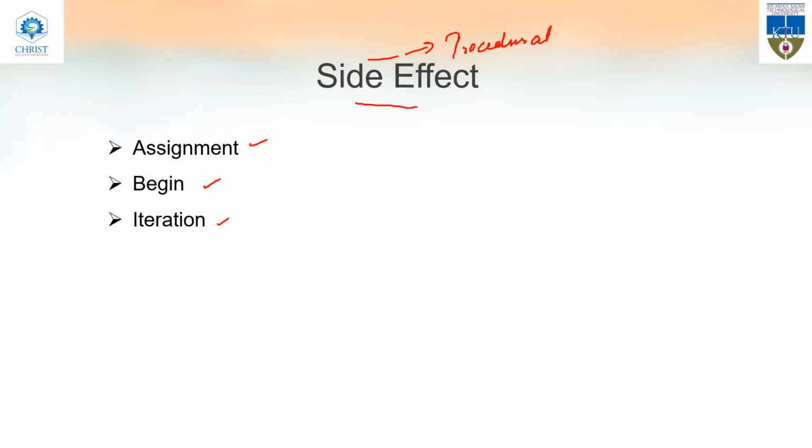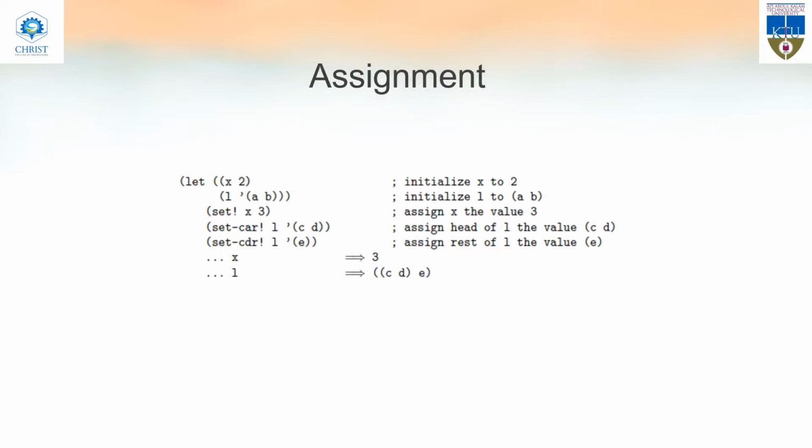Side effect is for procedural language, but since assignment, begin, and iteration are present in Scheme, Scheme also acts as if it is a procedural language. So Scheme cannot be thought of as a fully functional language. We'll discuss each of them. The first one is the assignment.